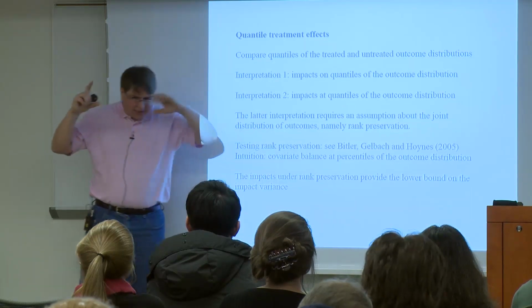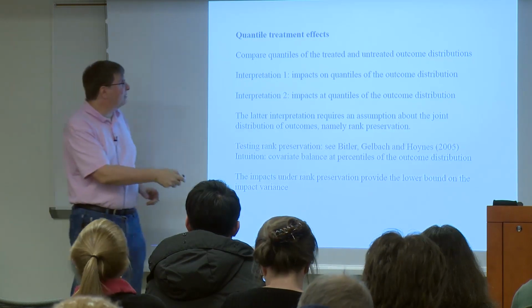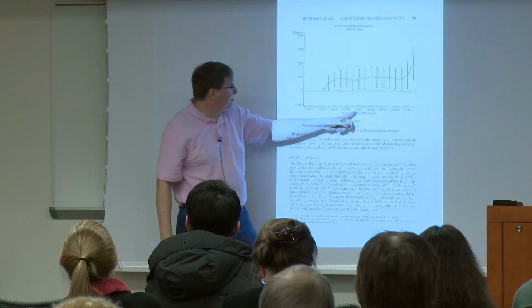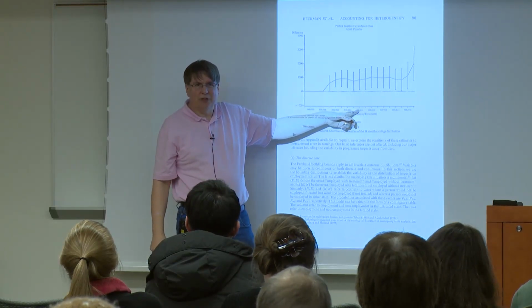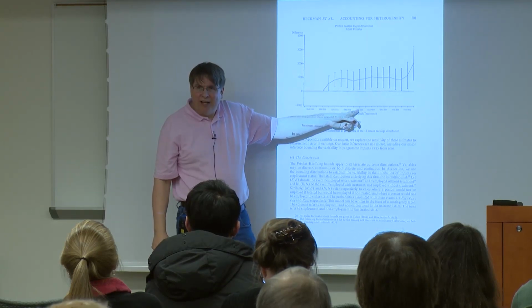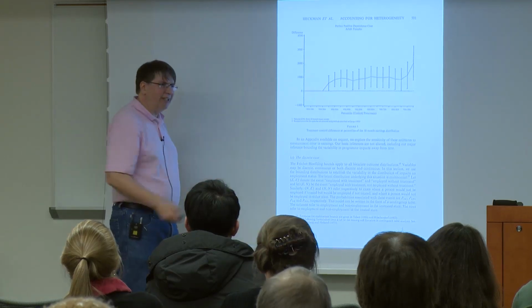So their idea is that if rank preservation is true, then if I look at the people in the treatment group at the median and the control group at the median, they should have the same observed characteristics, where these characteristics are not affected by treatment. And they propose a formal test of that implication of rank preservation. It's a very clever idea.